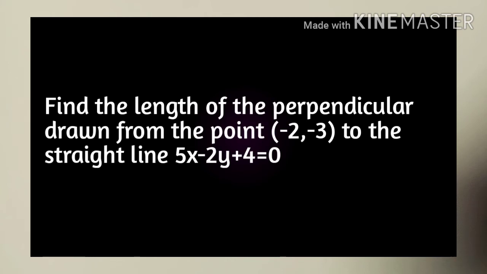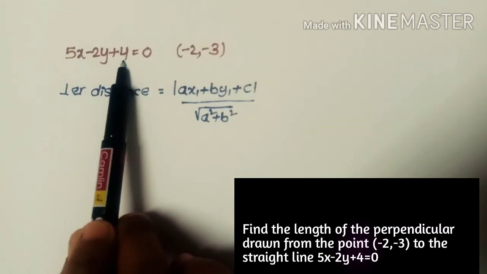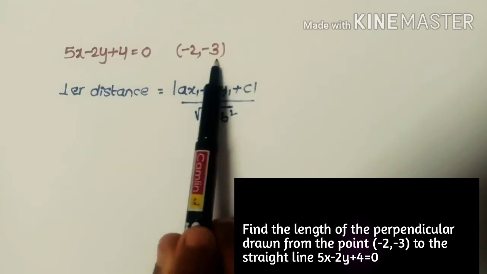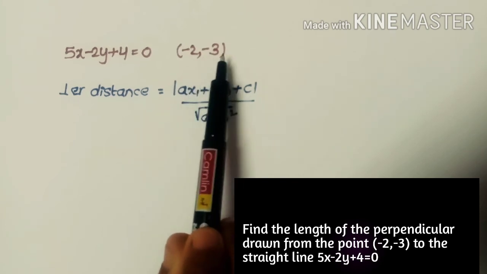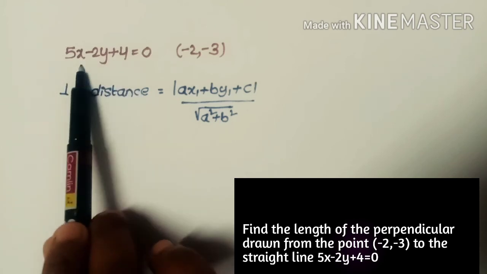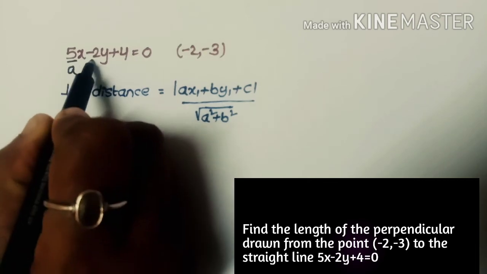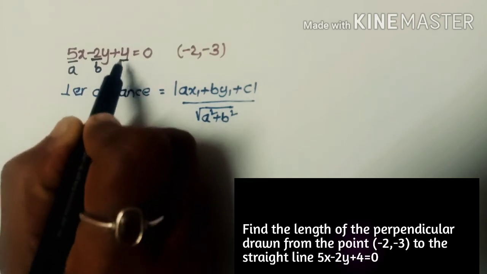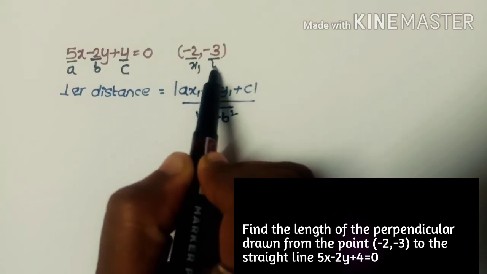Next problem, find the length of the perpendicular drawn from the point minus 2, minus 3 to the line 5x minus 2y plus 4 is equal to 0. Find the length of the perpendicular. So one line is given, 5x minus 2y plus 4 equals 0, and one point is given, minus 2, minus 3. This point is taken as x1, y1, so x1 is equal to minus 2, y1 is equal to minus 3. When we compare this equation with ax plus by plus c equals 0, a is equal to 5, b is equal to minus 2 and c is equal to 4.